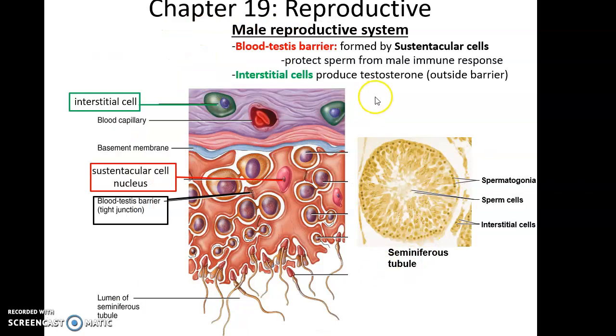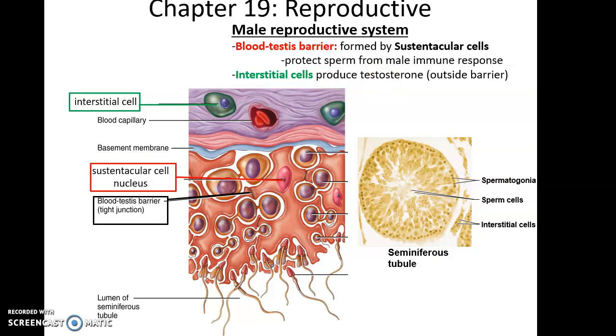All right, there are other important structures in the testes. There's the blood-testis barrier. This is the barrier formed by the sustentacular cells that separates where the sperm are within the seminiferous tubules from outside, where you have the blood vessels. And this is to protect the sperm from the male immune response.